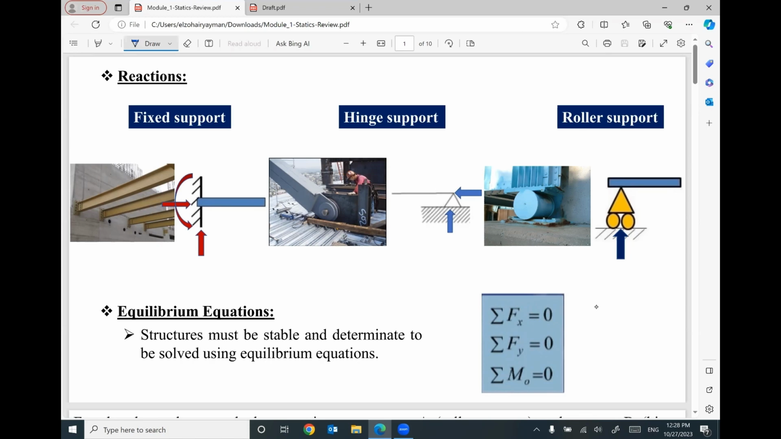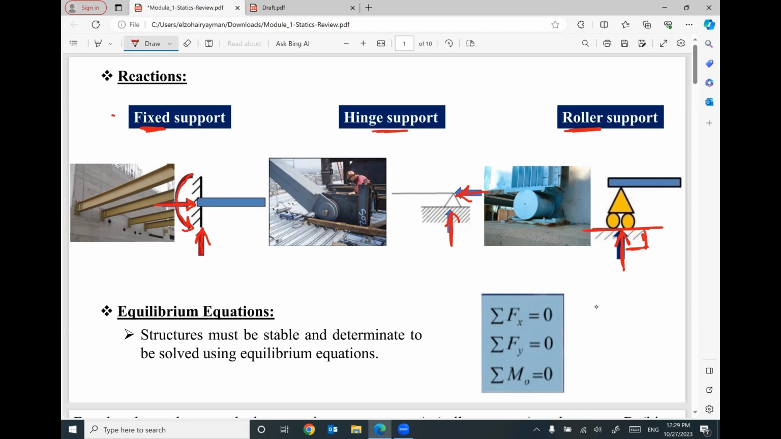Hello. I would like to remind you what type of supports we have. We have three different types of support. The first one is called the fixed support. If you have this support, we should expect three reactions, one vertical, one horizontal, and one moment. If you have a hinge support, we should expect two reactions, one vertical and one horizontal. If you have roller support, we should expect only one reaction. This reaction is perpendicular to the base of the roller.